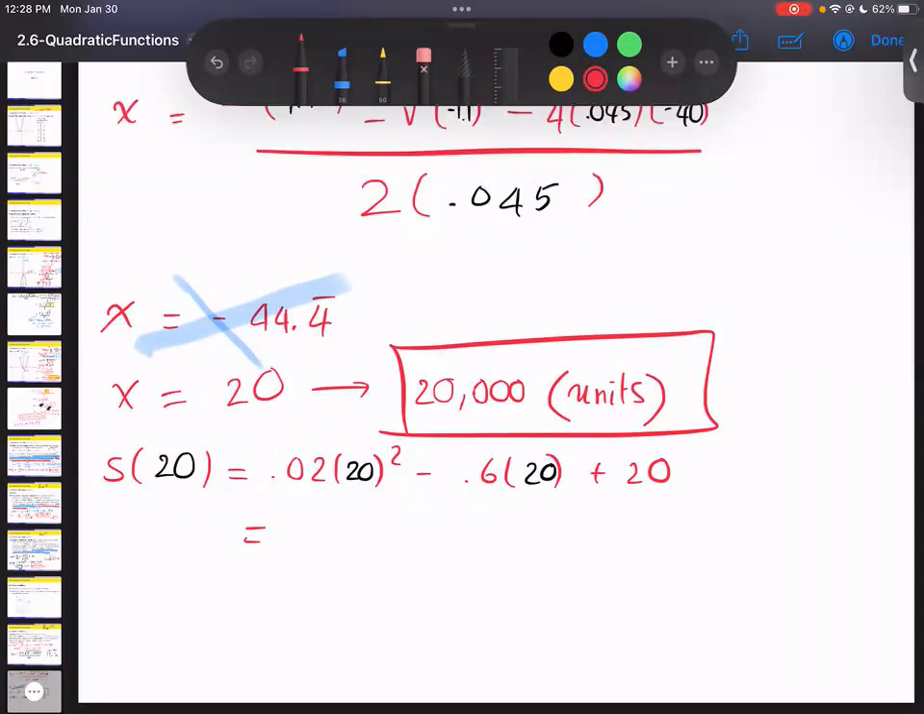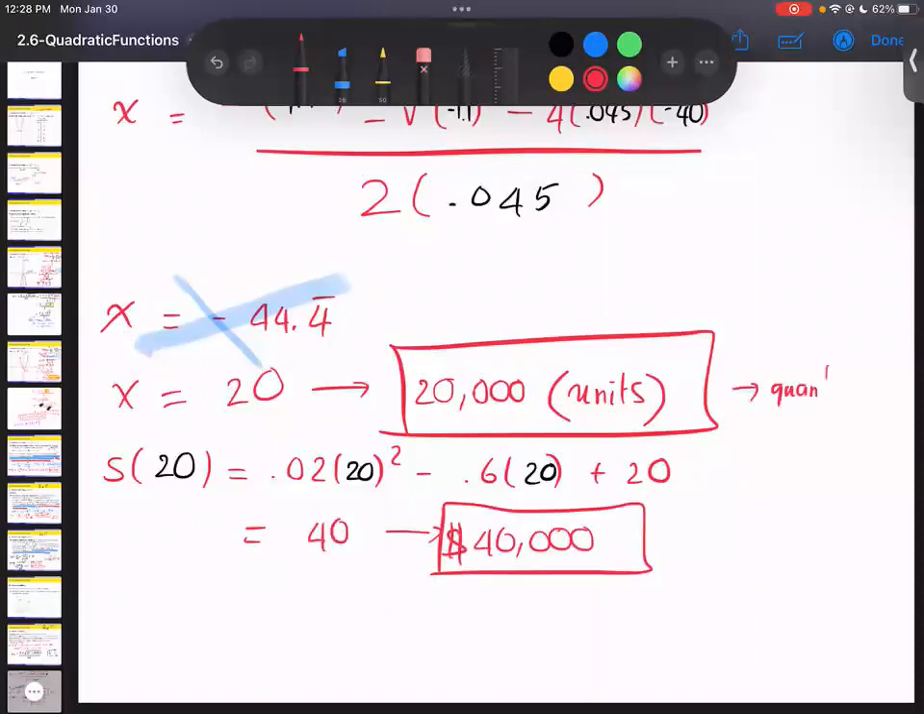My answer is 40. And in reality, it should be 40,000, right? So that's quantity. This is price.